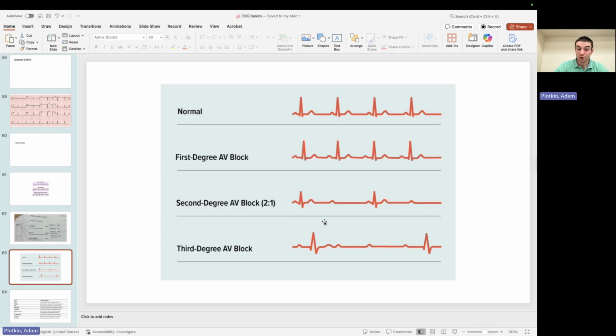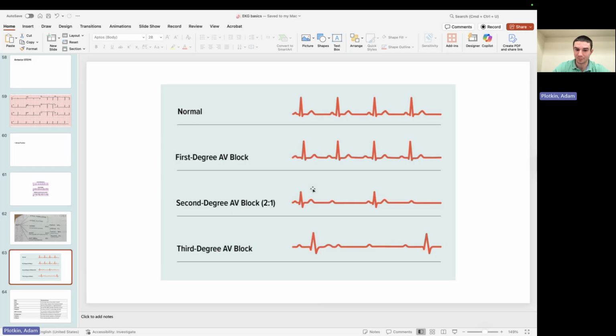And then in third degree AV block, my Ps are all talking to each other. My QRSs are all talking to each other. So my atria are talking to each other, my ventricles are talking to each other, but they're not talking amongst each other. The atria do not talk to the ventricles. So if you actually map it out, the P waves come at a normal interval and the QRSs come at a normal interval, but there is no relationship between them. There's multiple P waves here without any QRSs to follow.